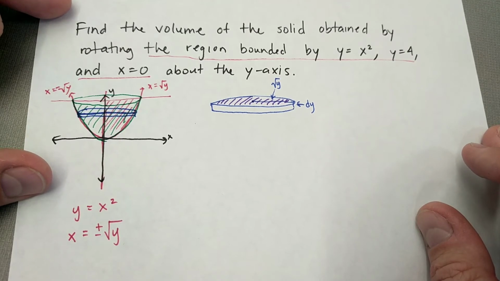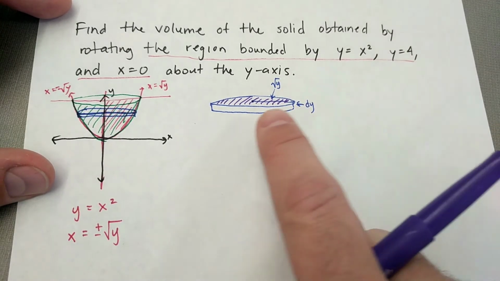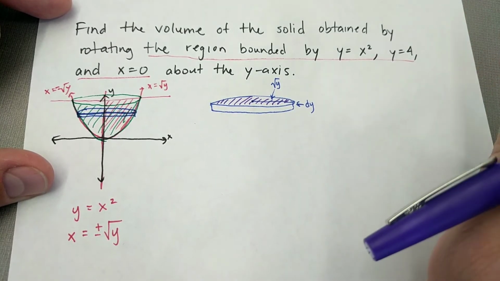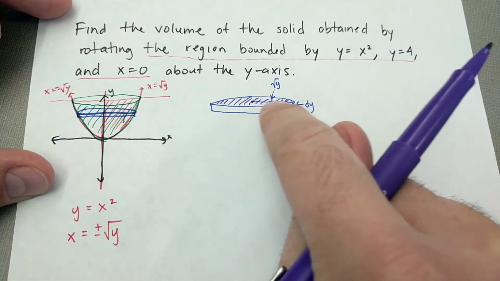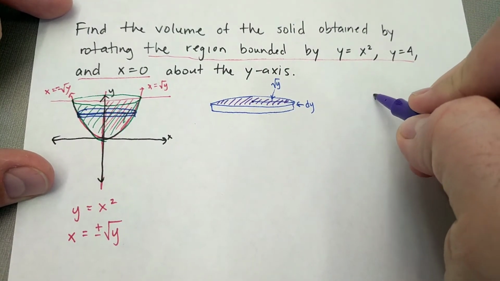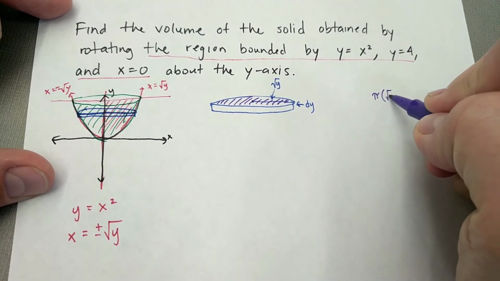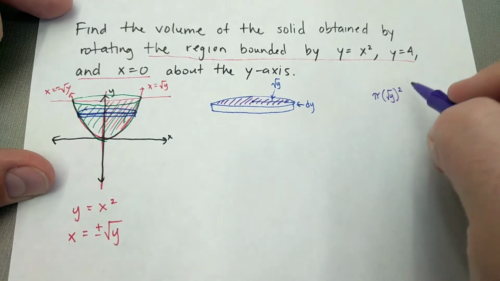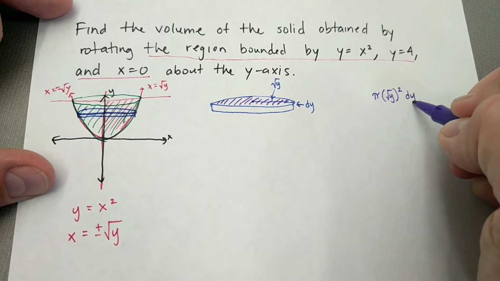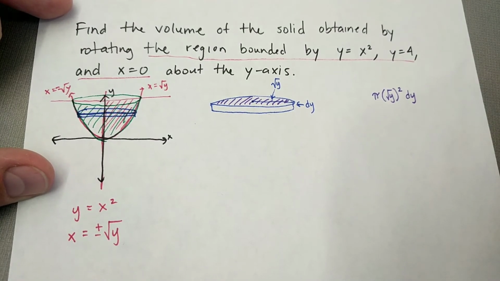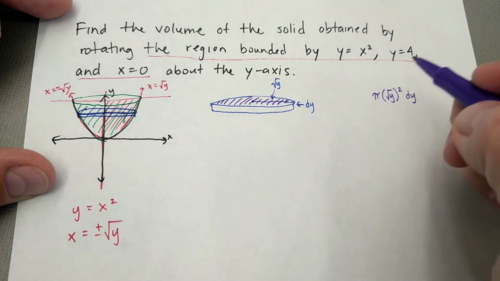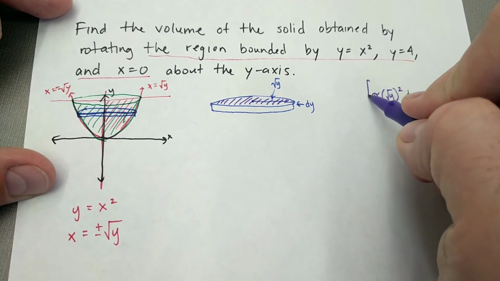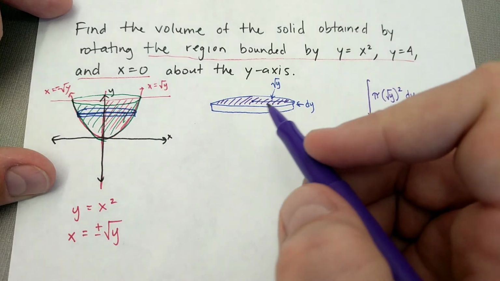Great, so now let's talk about setting this up. So how do I find the volume of this disk? Well, same way I found the volume of the disk before. The face of it is a circle, so pi times the radius squared, and then multiply it by the depth of it. So then what do we get? Well, we don't want one disk, we want an infinite number of them, so we're going to go the integral from, and then come back over here.